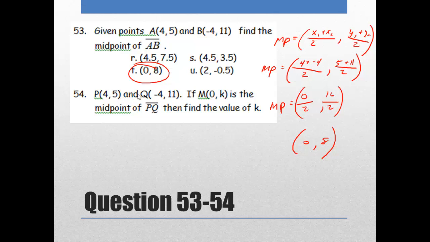Alright, 54 is the same kind of question, except we're just looking for the y value in the midpoint. It already did the x for us, which is cool. So let's just do the y part. So y1 plus y2 over 2, and they're saying that that's going to be called k. So y1 is, wait, didn't we just do that? 5 and 11, 5 and 11. So the value of k should be 8. That was weird.